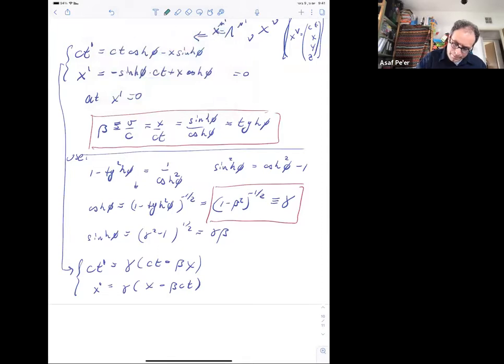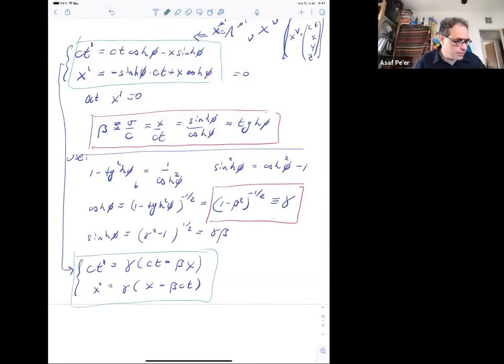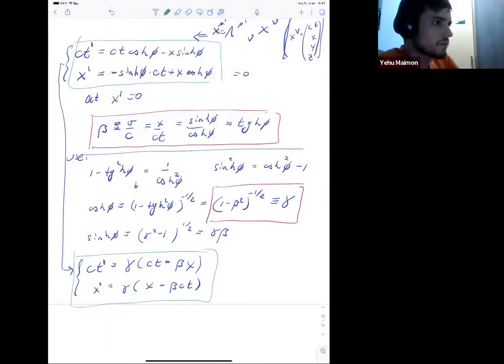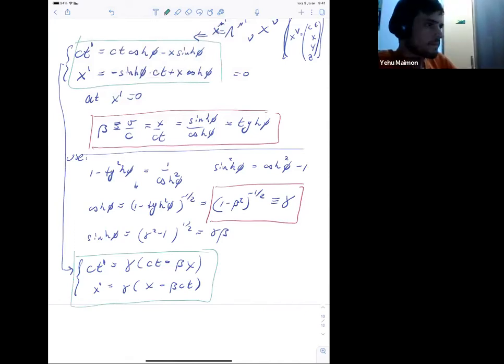Right? Asaf? Yeah. Why did you take x prime to 0 in the first place? Why did I take x prime to 0? I just want to find the velocity at that point, for x prime, at the origin of coordinates. Okay. That's it.